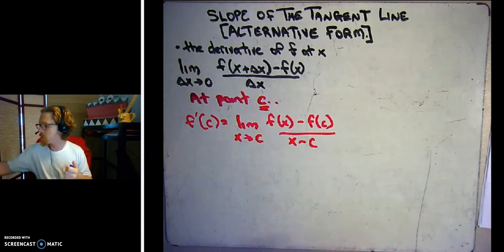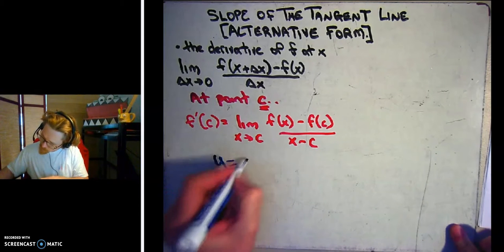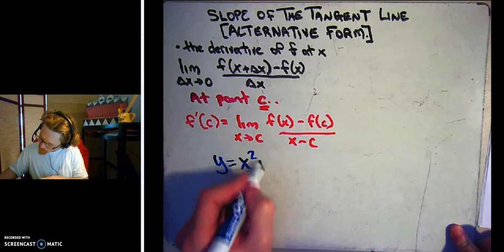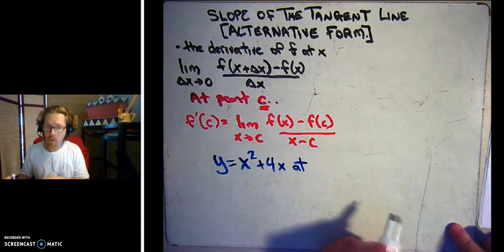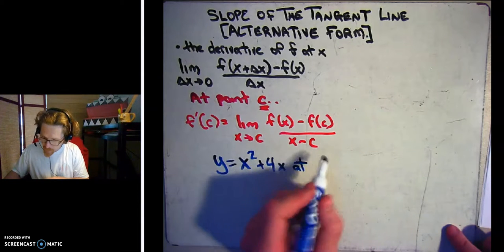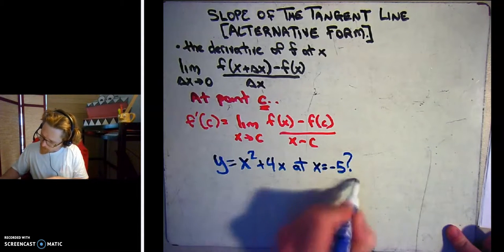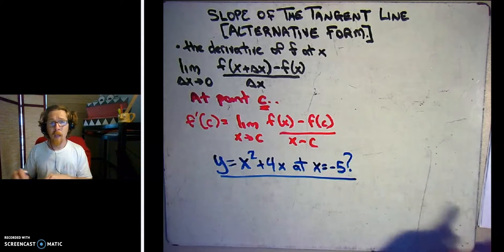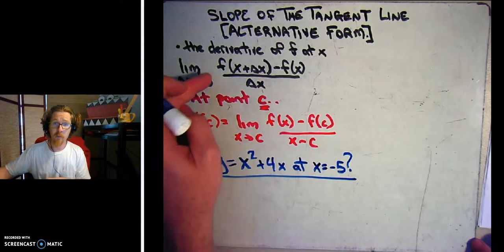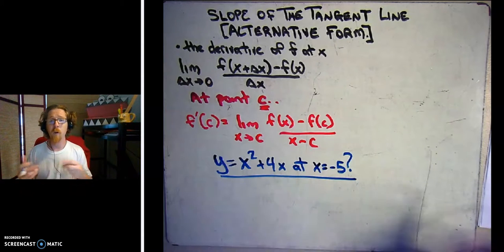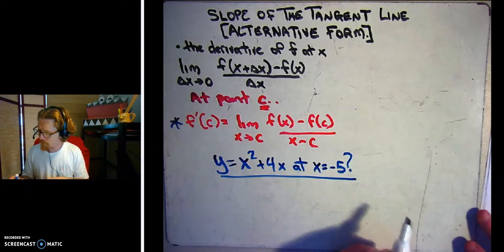So let's start with a function. Let's say we have the equation y equals x squared plus 4x, and I want to know what is the slope of the tangent line at the point when x is equal to negative 5. So here's our question. And now we have two options that we can use. We can use the definition of the derivative, or we can use this alternative definition. I want to walk you through how to use the alternative definition.